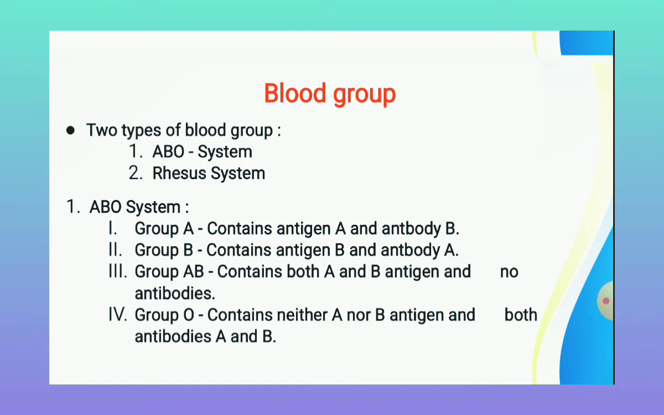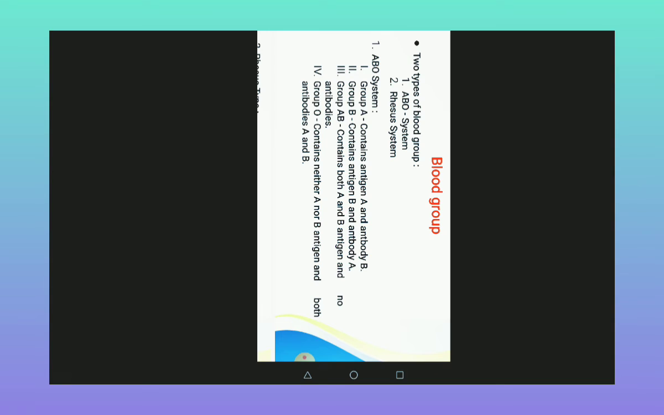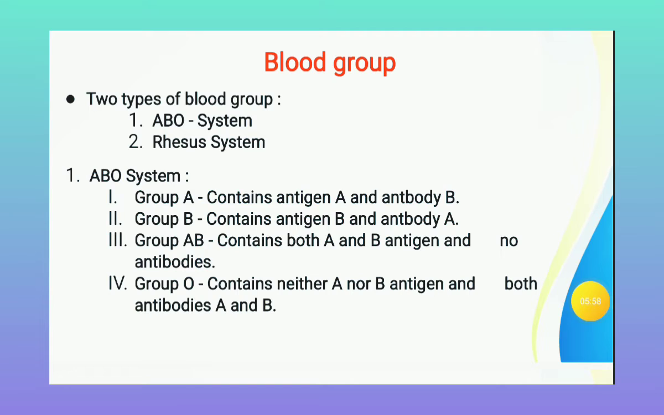So for blood group, there are two types: the ABO system and the rhesus system. Now in the ABO system, number one is group A. So group A contains antigen A and antibody B. That means if antigen A and antibody B are present in the blood, the blood group will be group A. Now blood group B contains antigen B and antibody A.